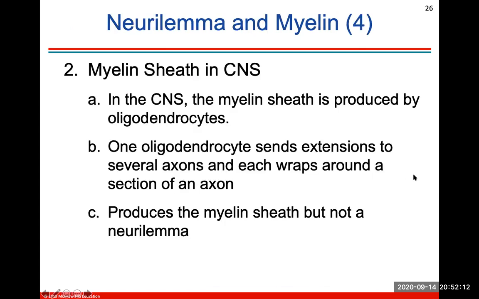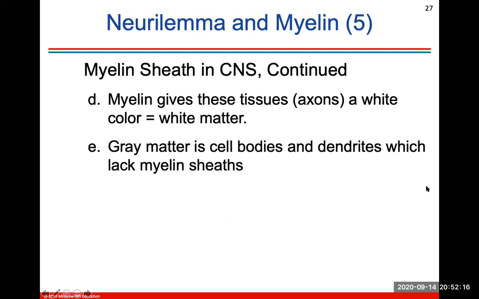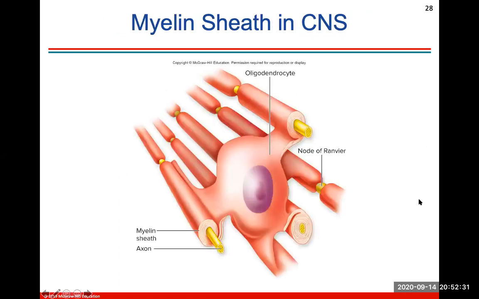More on the myelin sheath: in the central nervous system, it is made by oligodendrocytes. And again, I'm just going to pass over this. You should know why things are white and why things are gray. The myelin will be associated with tissues in the white matter, and gray matter will be associated with cell bodies and dendrites, which lack myelin.